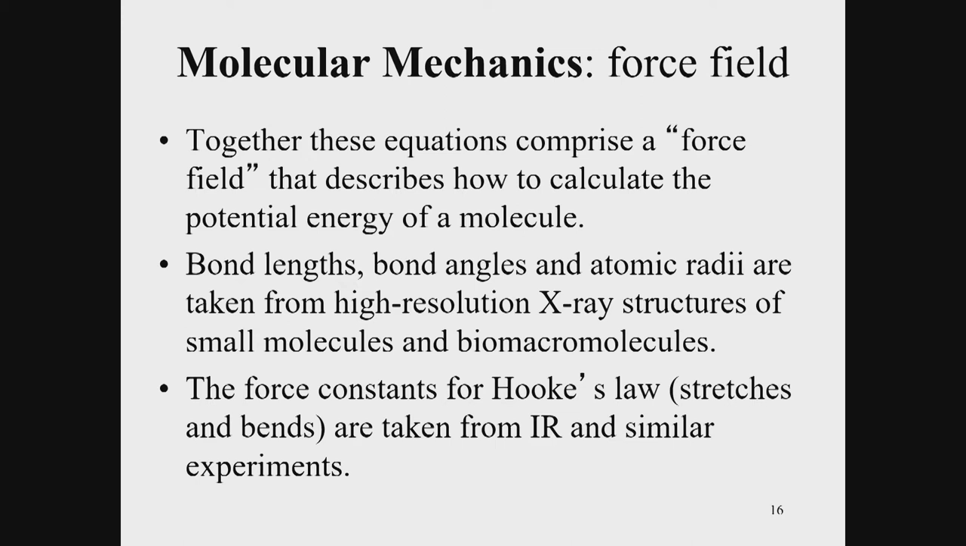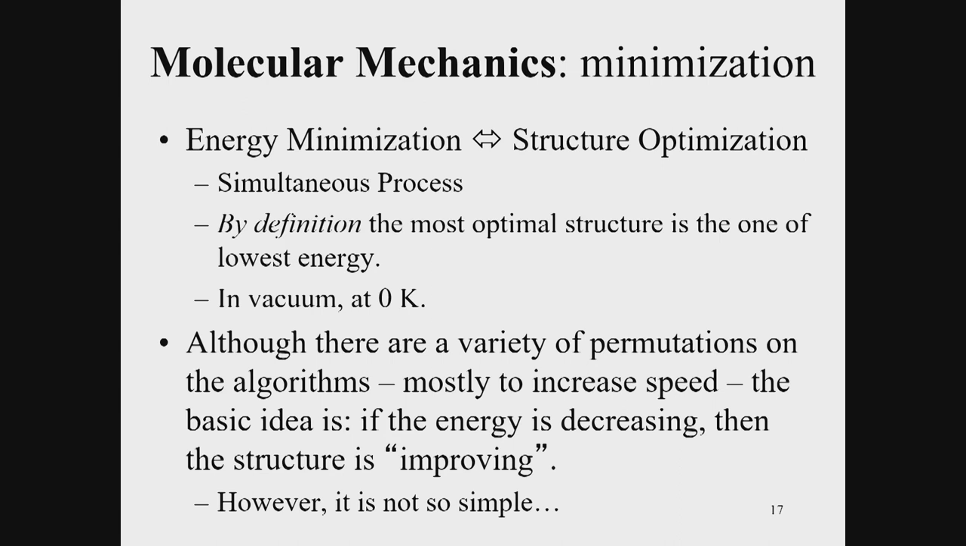So we put this all together. When we have information for every conceivable sort of bond and angle and interaction, we would have a force field that could calculate, in principle, the energy of any molecule. Now, that is useful in itself, but it becomes more useful because we can use it to predict the energy of a molecule. And that's what's called optimization or minimization. So there are two terms, energy minimization and structure optimization. They are used somewhat interchangeably.